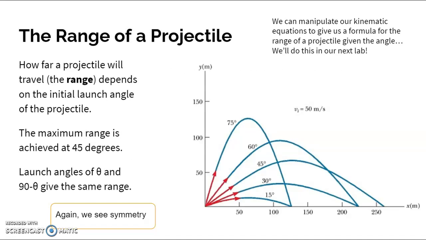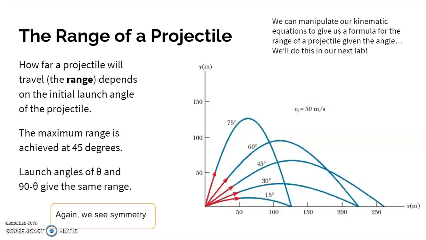All right. One of the last things I want to talk about here is the range of the projectile. We can manipulate kinematic equations to give us a formula for the range given an angle, and hopefully I'll still have a lab activity for you that involves that. It's pretty interesting to do. Range is a word that means how far an object will travel. Typically when we say an object's range, it's the distance from where it started to where it lands on the ground. So that's what range means.